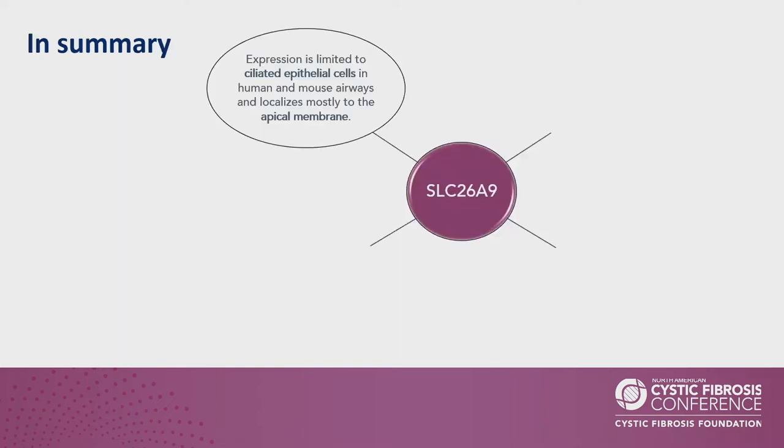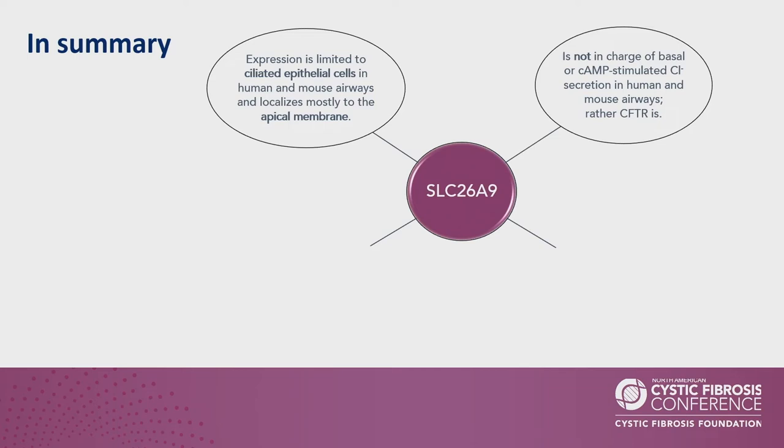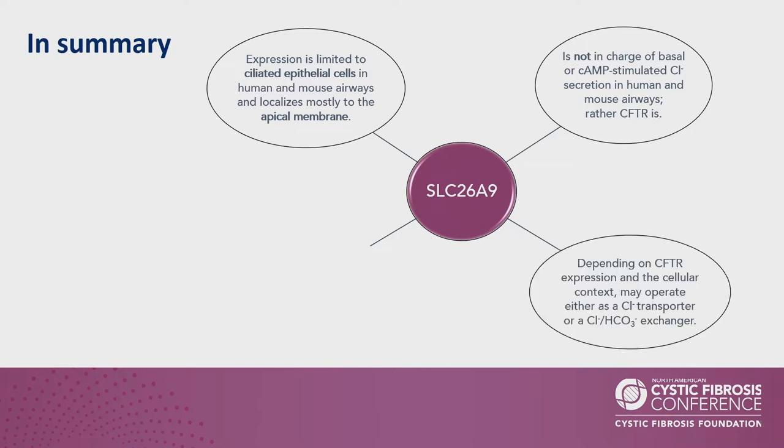So in summary, our conclusions are that the expression of SLC26A9 seems to be limited to ciliated epithelial cells in both human and mouse airways and seems to localize mostly to the apical membrane. It does not seem to be in charge of either the basal or the cyclic AMP-stimulated chloride secretion in either human or mouse airways. Rather, CFTR seems to be the most important channel for this function. We hypothesize that depending on the CFTR expression, the particular cellular context and other protein partners, SLC may change its operating mode, and work as either a chloride transporter or as an exchanger. And we show here some preliminary evidence that it does seem to contribute to the alkalinization of the airway surface liquid.